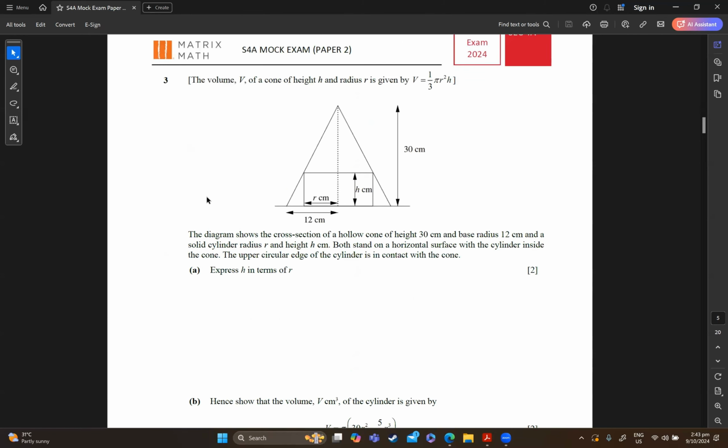Okay, question 3. The diagram shows a cross section of a hollow cone of height 30 cm and a base radius of 12 cm and a solid cylinder of radius r. Okay, so this one basically, right? When you look at it from the front view, a cylinder, I know it's a curve, right? But when you look at it from the front view, you'll tend to see a rectangle, although this part is curved. So it's kind of like an illusion, okay? So this rectangular portion here is actually curved, okay? So in actual fact, it's actually a circle here.